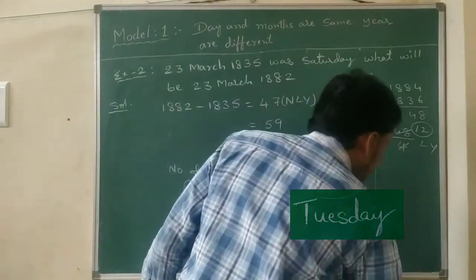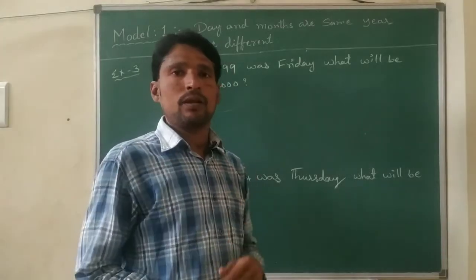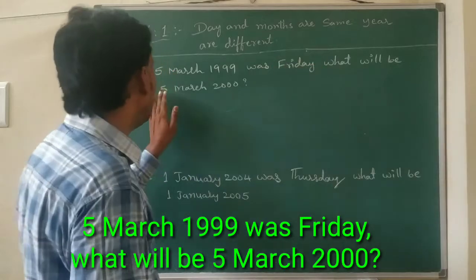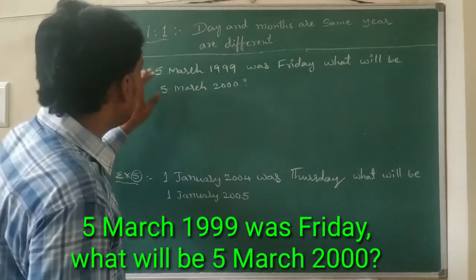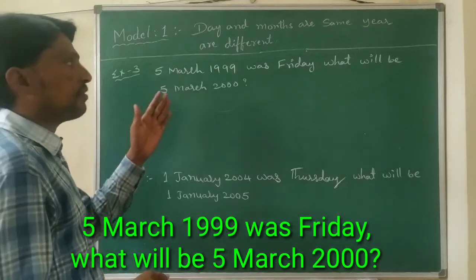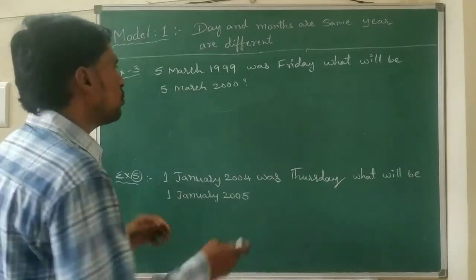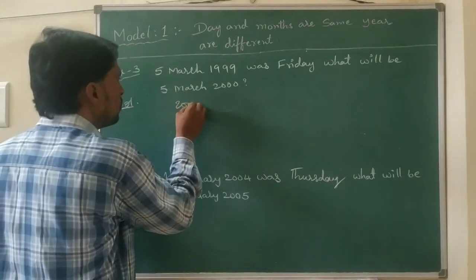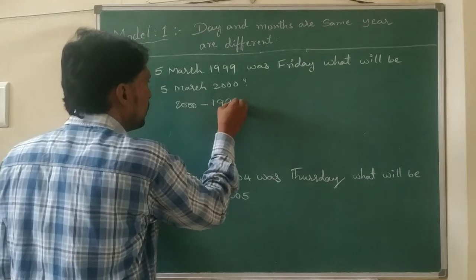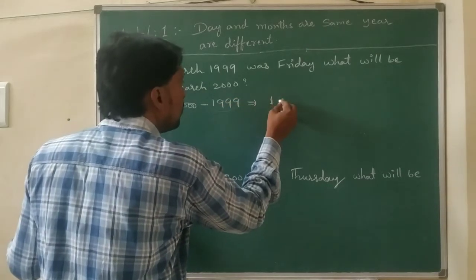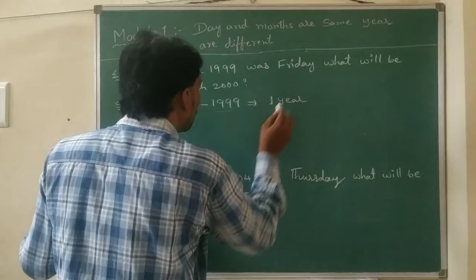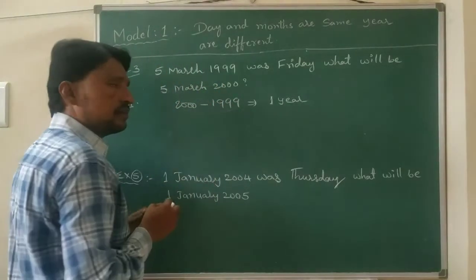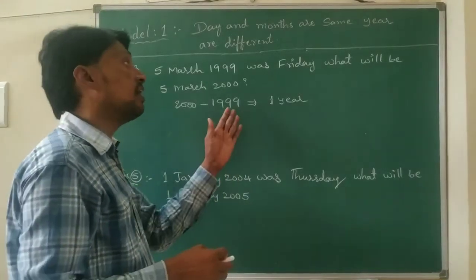Next, one more example. Example number 3. 5th March 1999 was Friday. What will be 5th March 2000? Here the date and month are the same, only the years differ. So we need to find the difference of the years. 2000 minus 1999, we get 1 year. In this, 1999 is not a leap year.